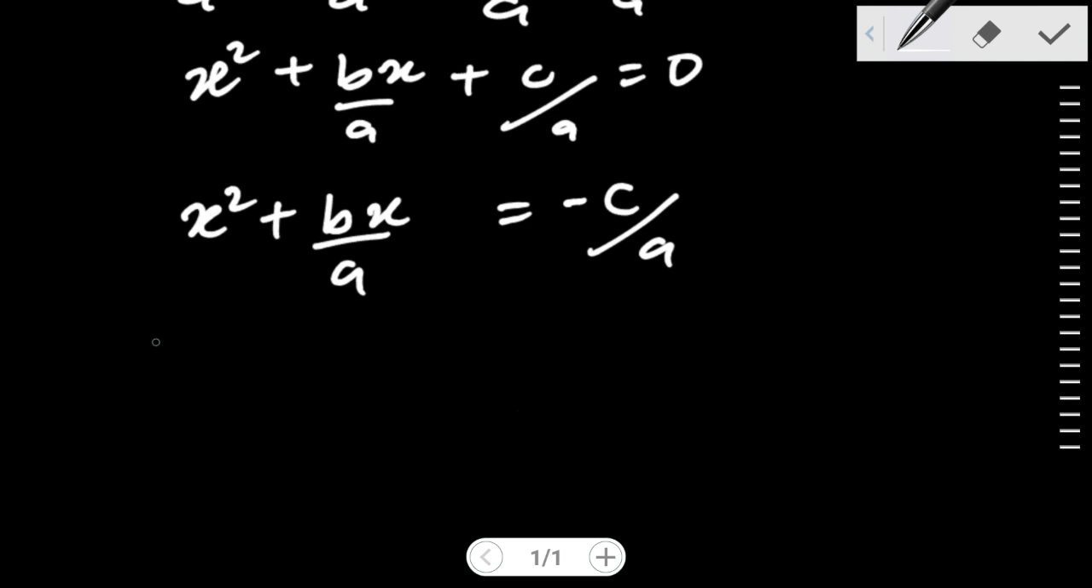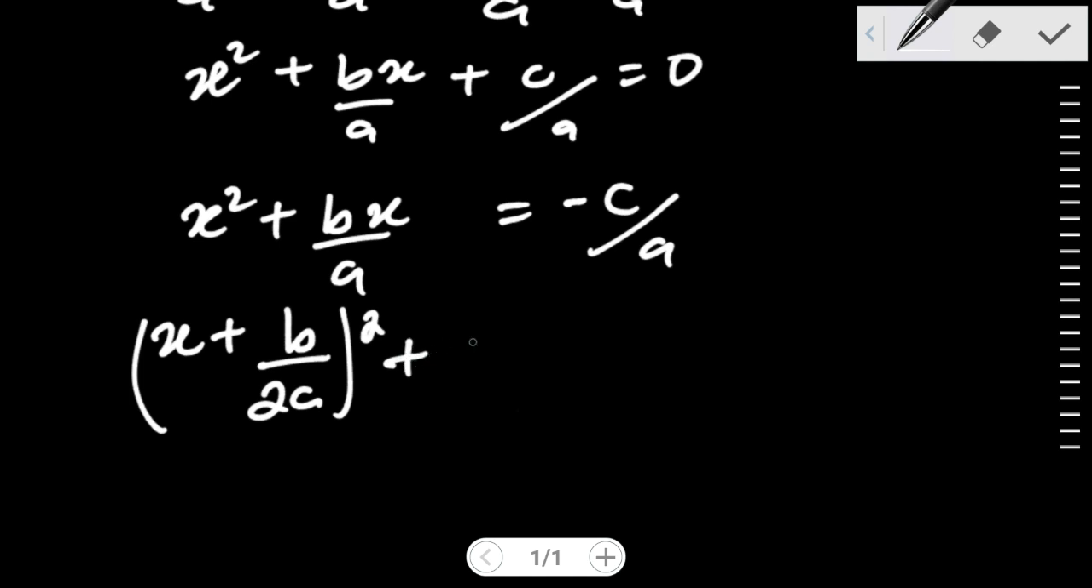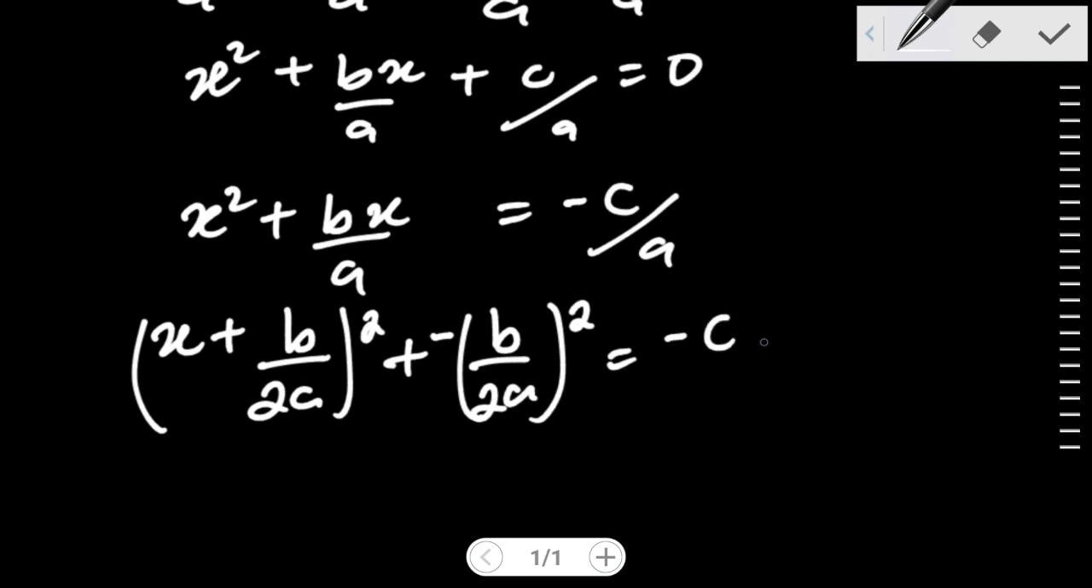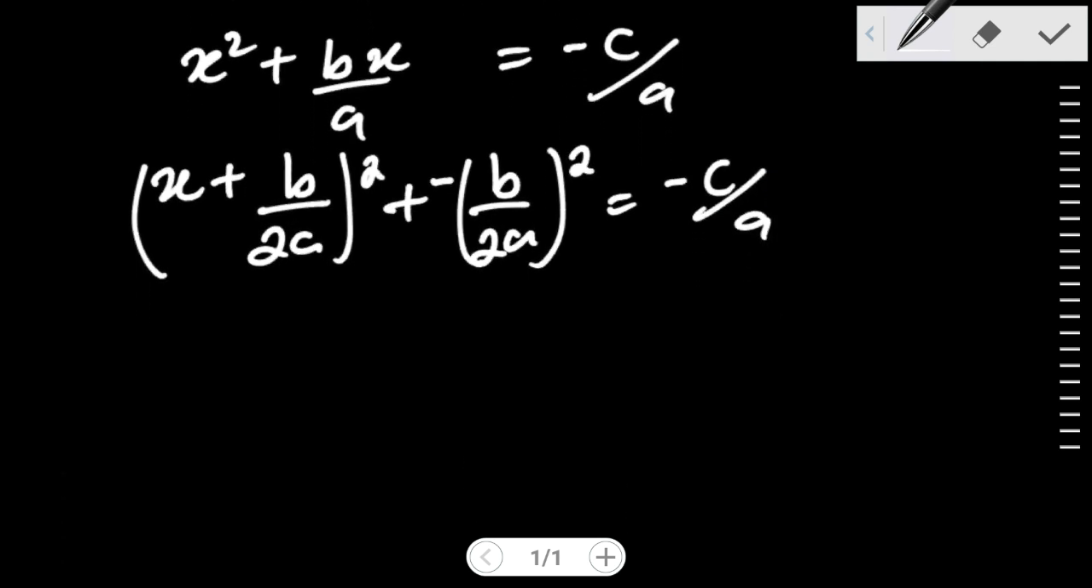So I'm going to have x plus b all over 2a, squared, plus a negative b all over 2a, but this is going to be squared, which would be equal to negative c all over a. So having done so, then you come this side and take this to the other side.